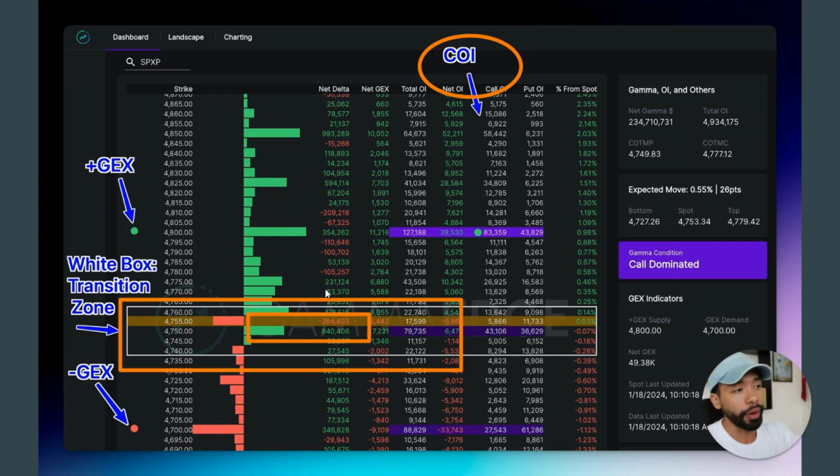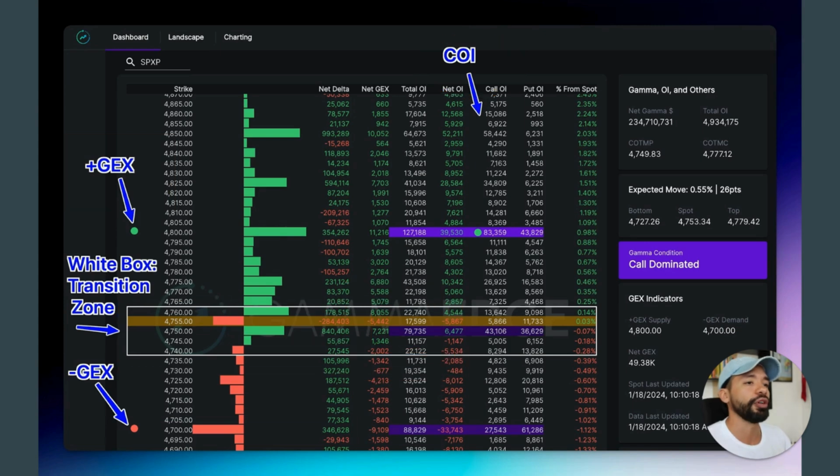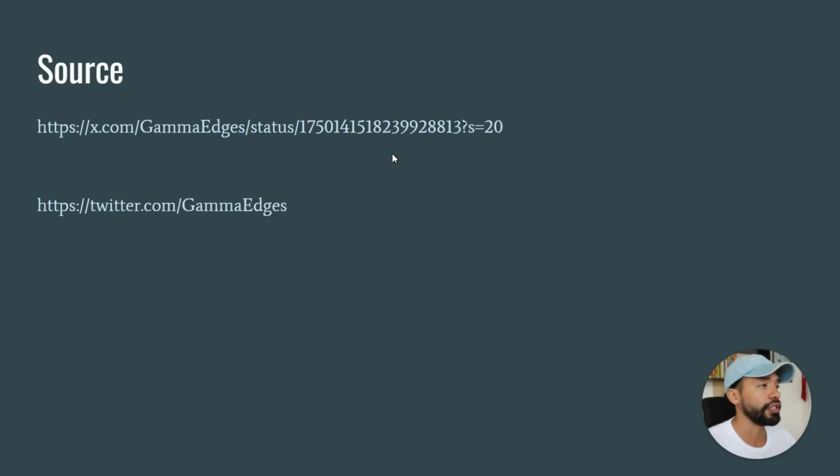But if we are above the white transition zone, then I'm expecting a move to positive GEX. If I'm below the white transition zone, then I'm expecting a move to negative GEX. So it's actually pretty simple to understand, guys. Pretty simple. And it's actually a pretty impressive and amazing tool.